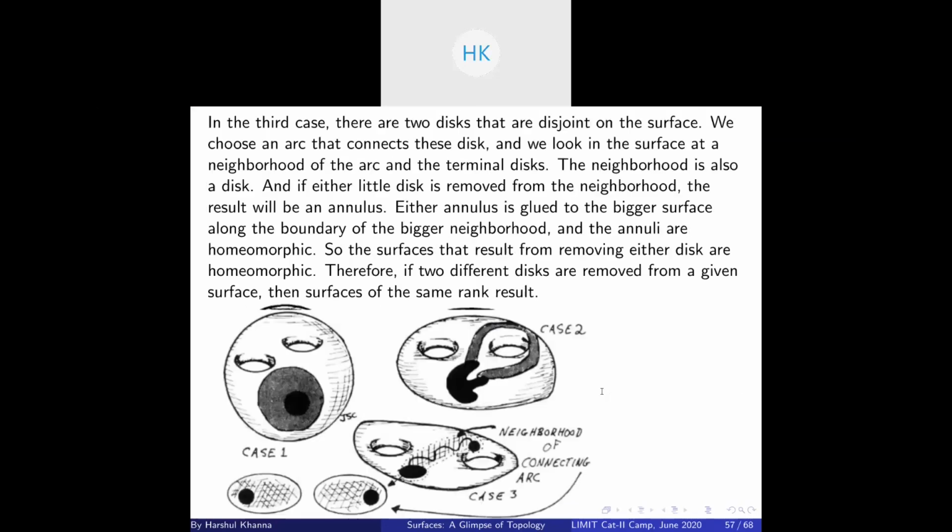Let us look at this diagram. So there are three cases to consider. The first is that the two disks you remove overlap each other. In that case, you can always shrink the outer disk to the lower disk, right? So essentially the rank will be the same. The second case will be that the disks overlap, but one is not embedded inside the other.